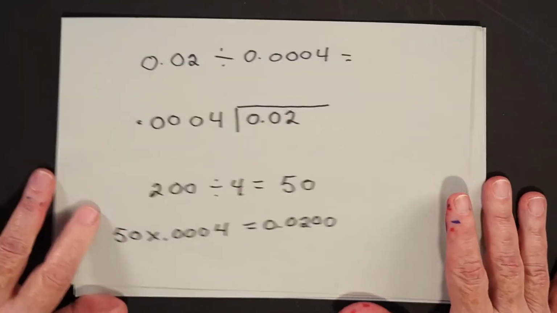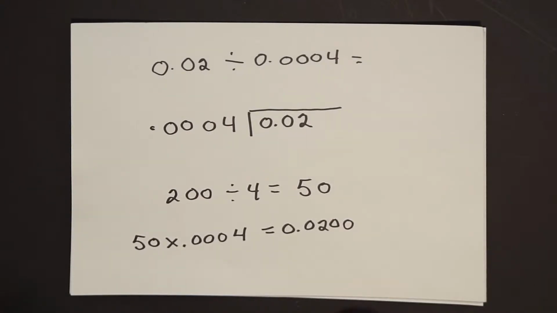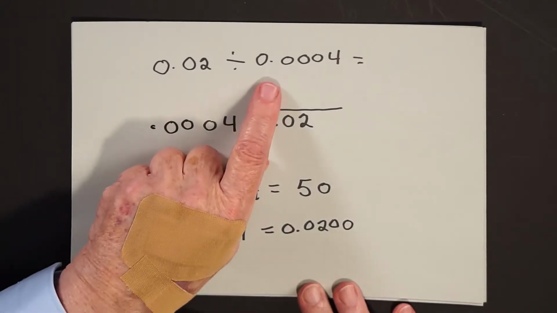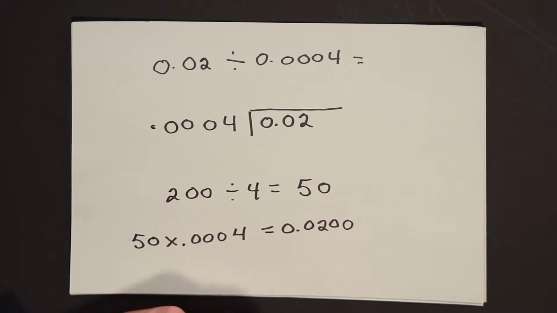Well, in the real world, the divisor might not be a whole number. Look, for example, at, say, 0.02 divided by 0.0004. Now, I was taught how to do this in school. I had no idea why it worked.